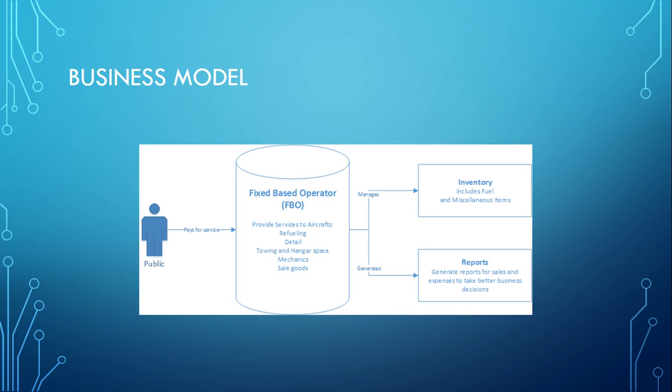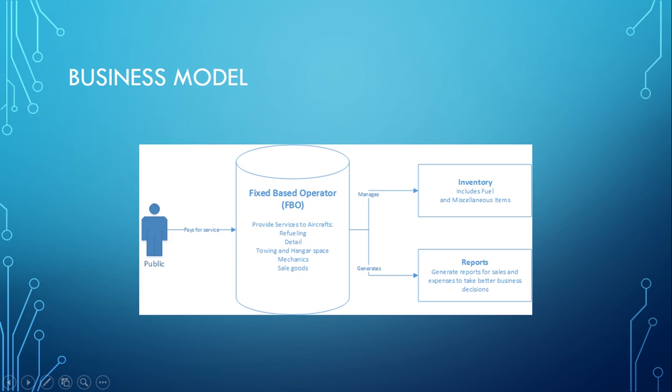So this is a model. We can see the public. That's an aircraft, somebody that lands at the airport. And this is the FBO. This is a fixed base operator which provides refueling, detail, towing, and other services. And the customer pays for that service.